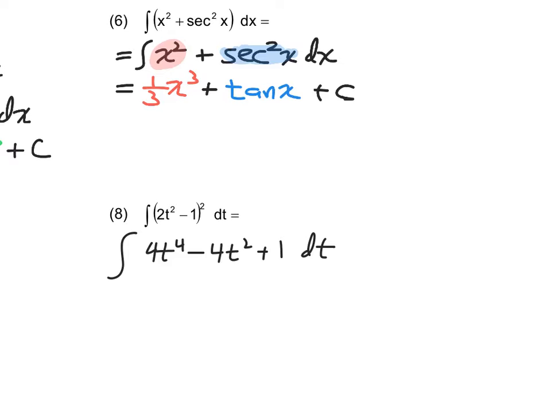So increase your exponent by 1. I think my battery needs a charge here. T to the 5th, divide by my new exponent, so 4/5. T to the 3rd, divide by my new exponent, so 4/3.